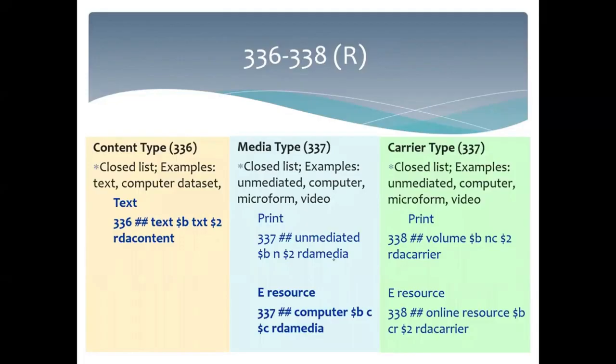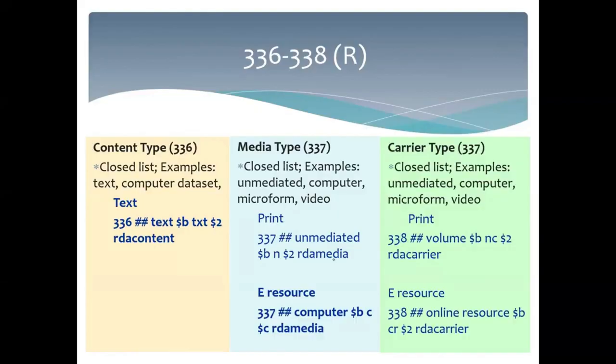336, 337, 338: 336 is content type, 337 is media type, and 338 is carrier type. Sorry, I have to fix that slide, so I will upload new slides. Content type is where you talk about really what it is. So, is it text? Is it a computer resource? That kind of thing. Then you're going to talk about 337.